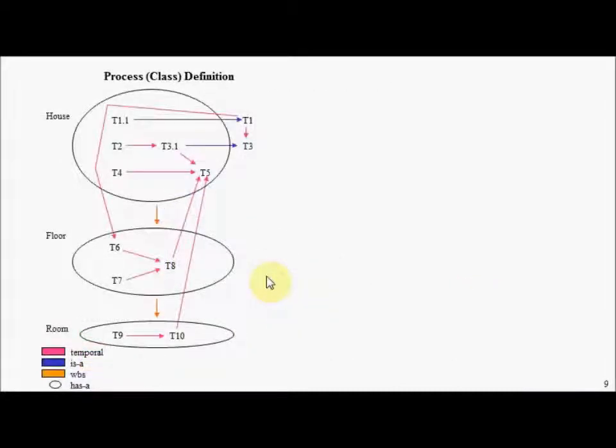Okay, let's now look at our finished process definition here. So in the last slide you saw we were putting together a definition of a room which had tasks T9 and T10 and the temporal relationship between them. So here's our floor definition, and here's our definition for our higher level entity called a house here. And notice that here we have a task called T1.1, which is a specialization of a more general task called T1. Similarly, we have task 3.1, which is a specialization of a more general task called T3. And we have this temporal relationship here between these general tasks here. Notice also that we have temporal relationships between tasks that cross entity boundaries here.